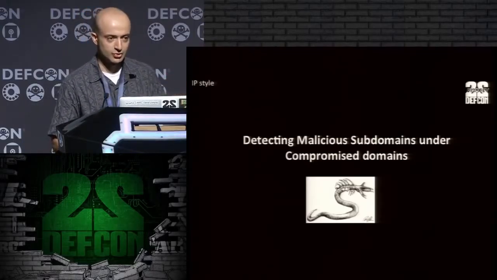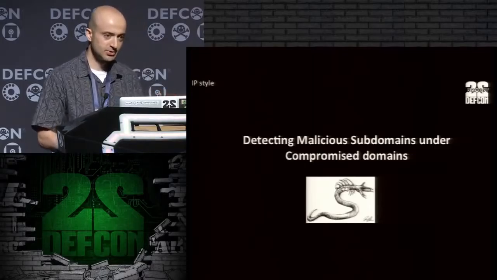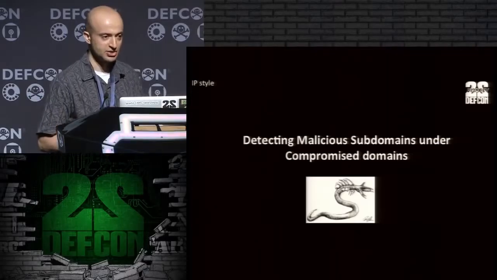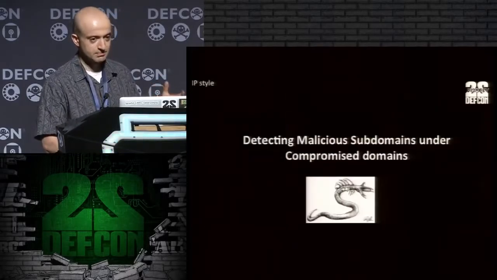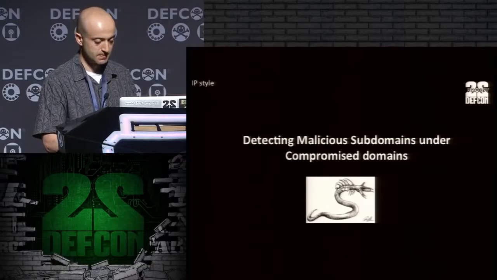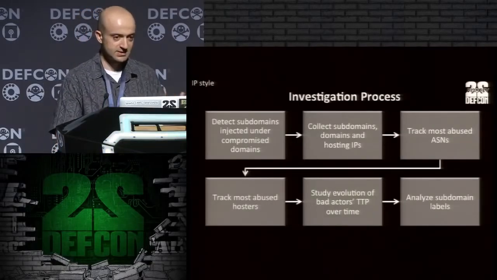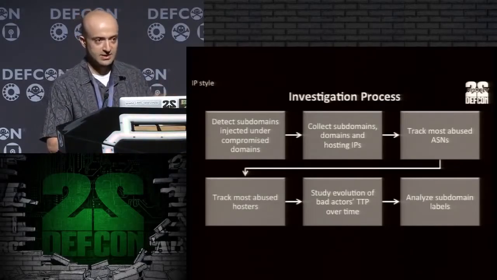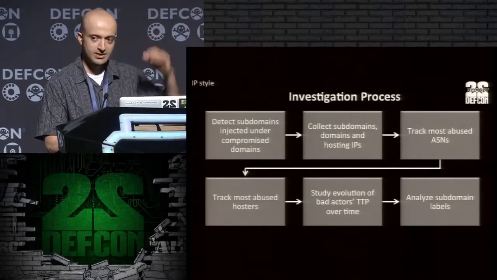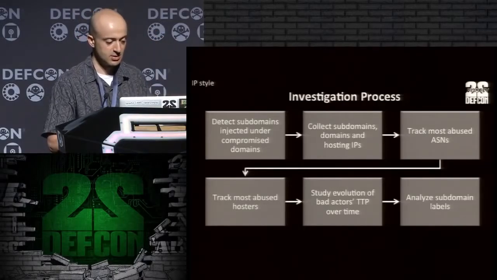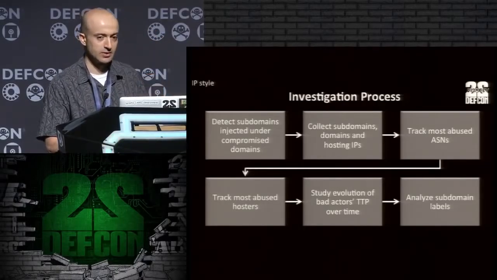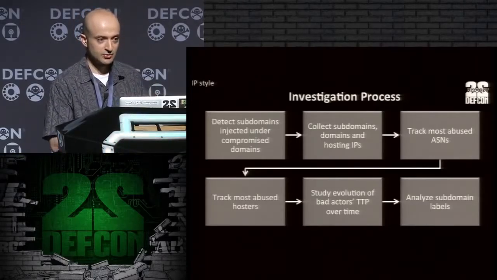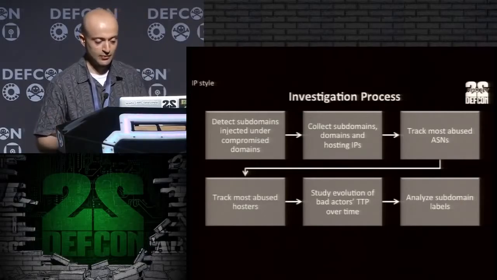So the trend that we saw growing is that they started abusing compromised domains. Like domains that were benign, they just go and inject malicious subdomains under them. And we did a study about that. So we started detecting that, and we collected the IPs where these subdomains were being hosted. And we had a list of all of the most abused ASNs. We were also looking always at a finer granularity than the big ASNs. So we looked at small scale providers, trying to see if they were abused or rogue, like bulletproof hosting providers.